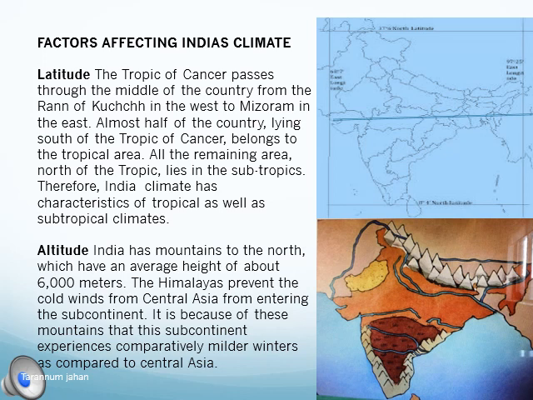Then comes altitude. Altitude, as I said earlier when we were talking in general, is the surface height above the earth, and it is measured in height. We have beautiful altitudes in the form of the Himalayas. The Himalayas in the north have a height of around 6,000 meters, and they prevent the cold winds coming from the polar region from entering India.